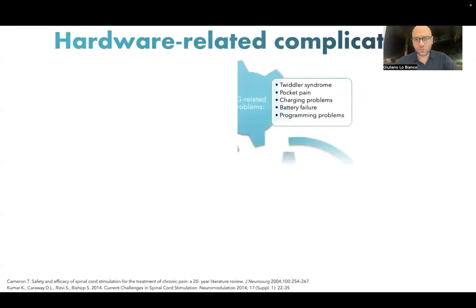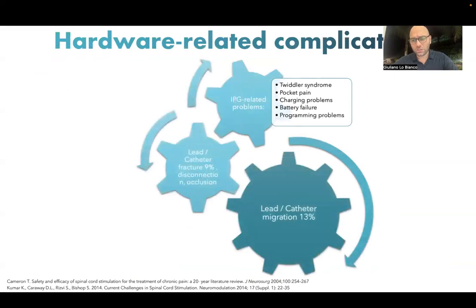And hardware-related complication. So, which is mainly because of lead or catheter migration with a prevalence from 13 to 15%, or lead catheter fracture, and IPG-related problems, such as the Twiddler syndrome, which is basically when the patient is slipping the IPG, or pocket pain, which is also quite common, charging problems, battery failure, and programming problems.